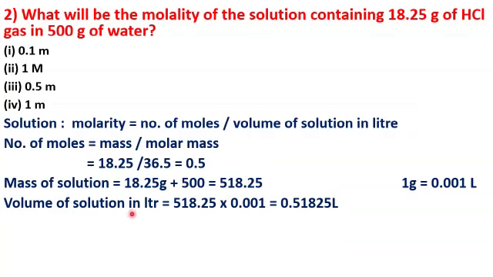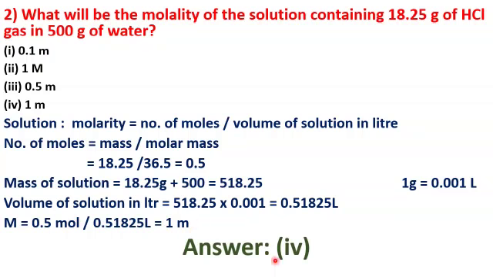By using this you can convert this number to the liter. So that is volume of the solution in liter is equal to 518.25 into 0.001, and it gives answer in liter. Next, directly substitute in the formula of molarity. M is equal to 0.5 mole, that is number of mole, divided by 0.51825 liter, that is volume of the solution in liter. So if you simplify this one, you will get answer of 1 molar. Hence, the correct option is option 4, 1 molar.